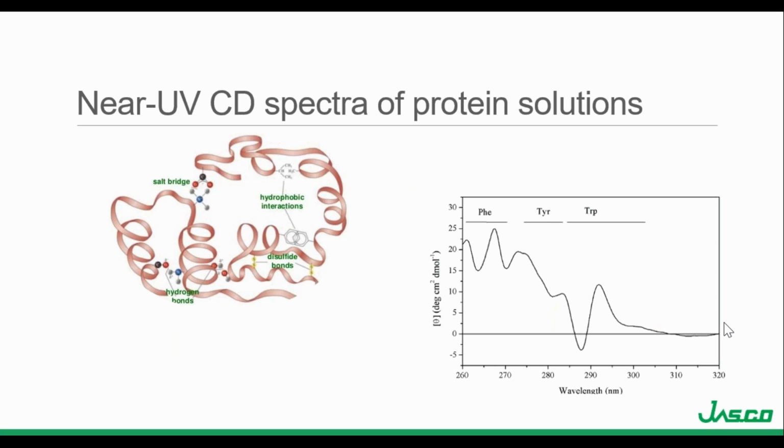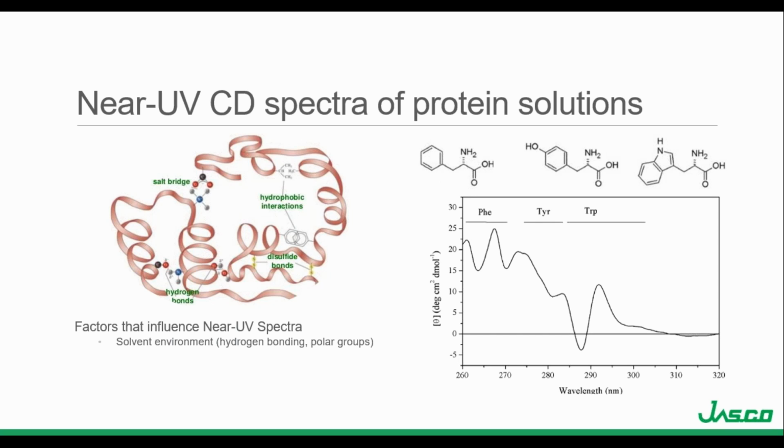So the near UV CD spectrum of protein solutions probes the tertiary structure, which is composed of aromatic amino acid residues: tryptophan, phenylalanine, and tyrosine. Factors that influence the near UV spectra are changes to the solvent environment in the disulfide bonds, interactions of the aromatic amino acid residues with this solvent environment and with one another, and the rigidity of the protein, so changes in the interaction dynamics of those aromatic amino acid residues in their solvent environment. And then the number of aromatic amino acid residues in the protein is going to influence the spectral amplitude.